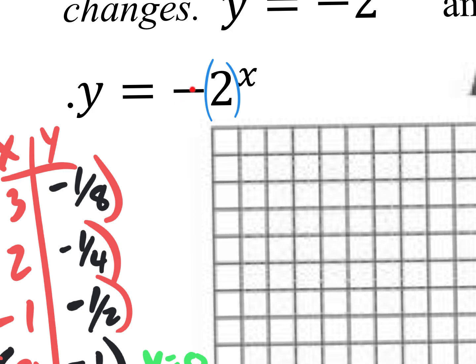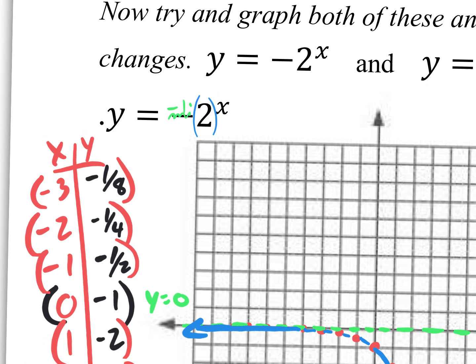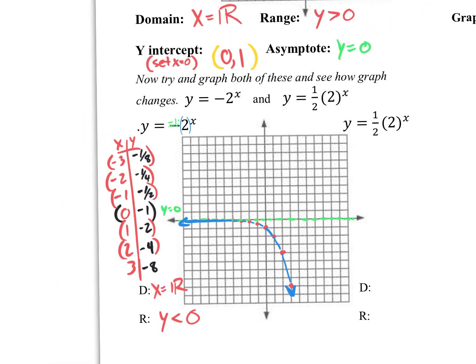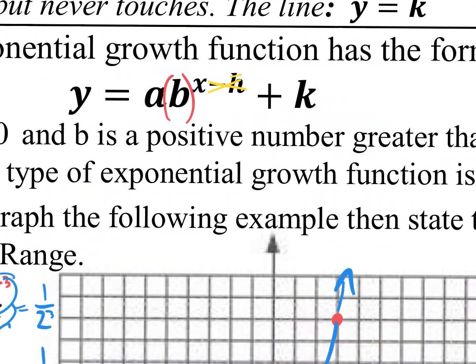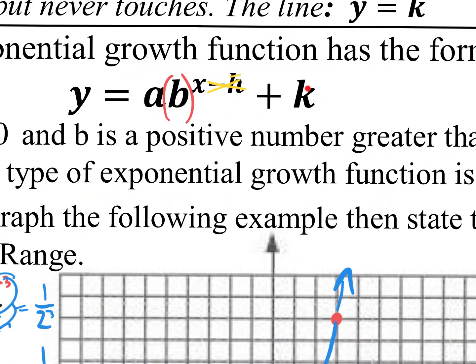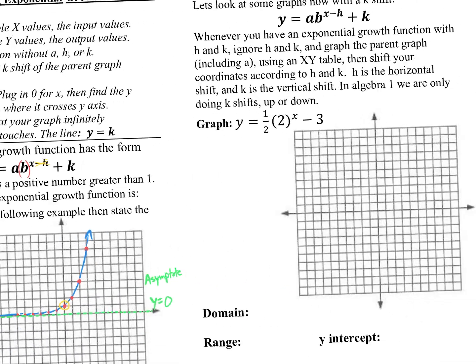And your a value in this case, when it's a negative sign, that's technically -1. So that's like if you had a -1 times the base 2 to the power of x, okay? So just keep that in mind. Well, we already graphed this last time, and the ones we've graphed did not have a k value. The ones we've graphed did not have a +3 or a -1 out here. So let's get to the ones that actually have a k value.